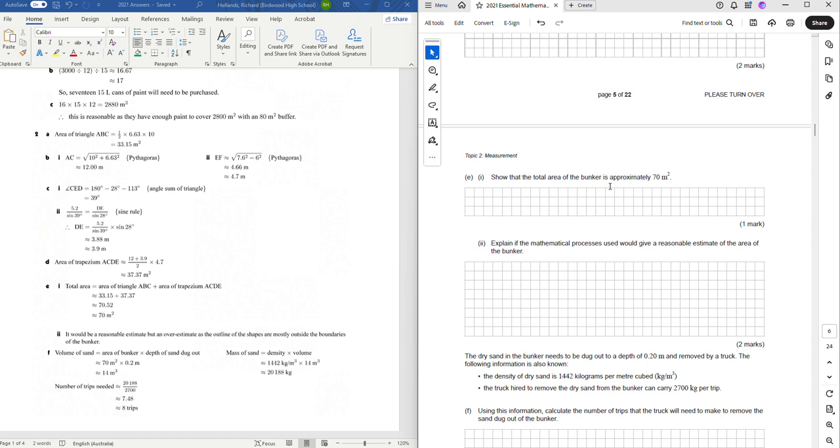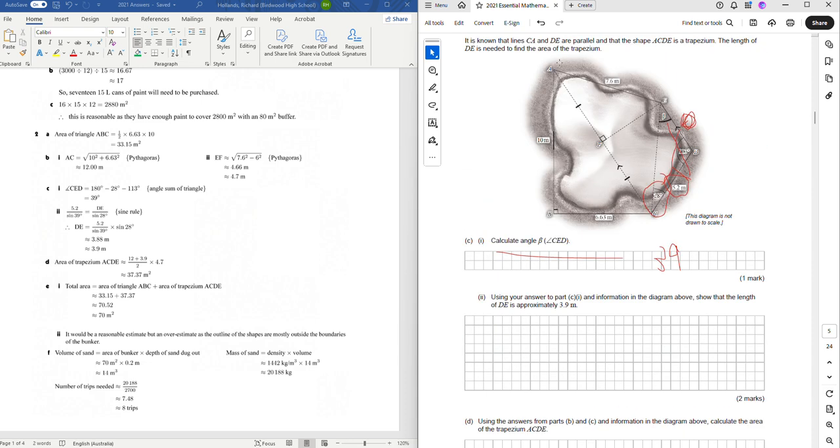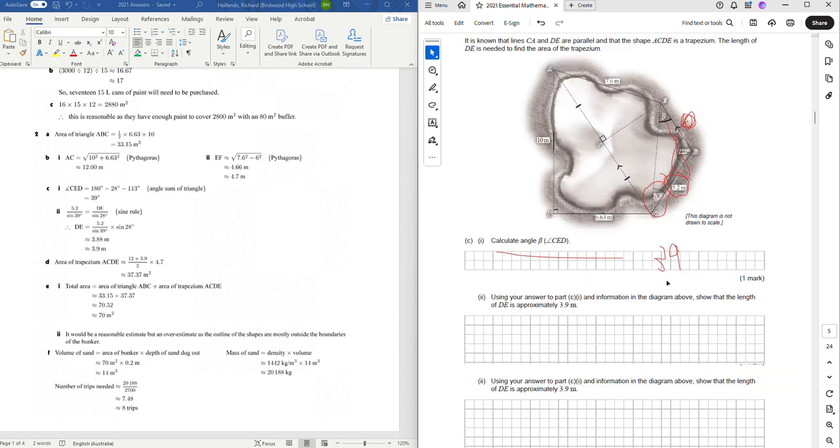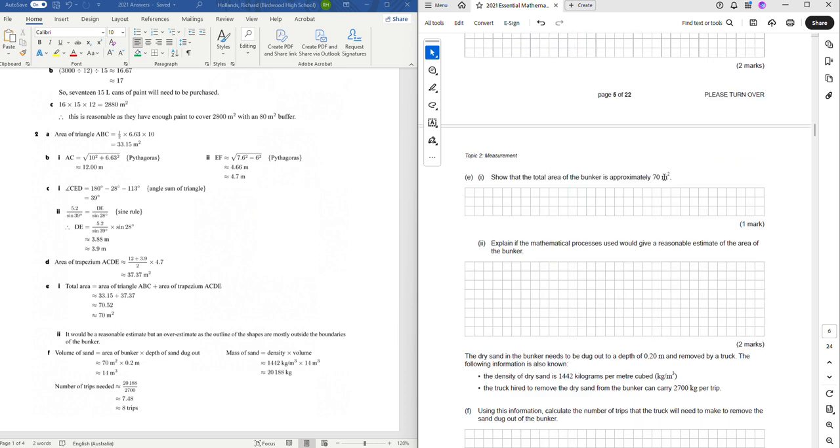Show that the total area of the bunker is 70 meters squared. Well, you've got the area of a trapezium here, and you've already worked out the area of a triangle. So we're just going to add them together, and they approximately equal 70 meters squared.